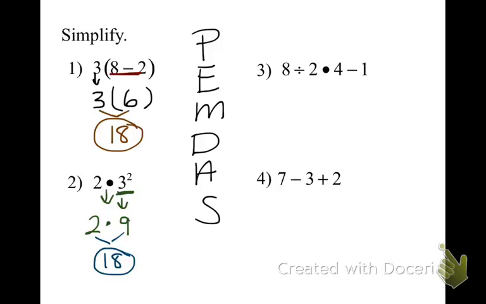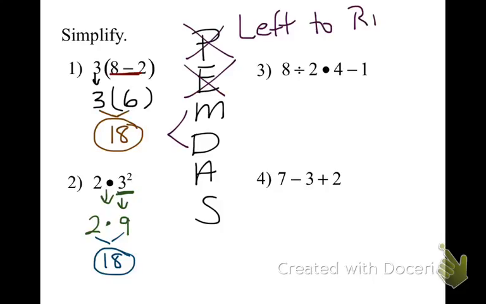Now, do I have any parentheses? No. Do I have any exponents? No. Then take a look and see, do I have any multiplication or division? I do. Remember, I need to work left to right. So, let's see which I'm going to solve first. So I have my division first. What's 8 divided by 2?